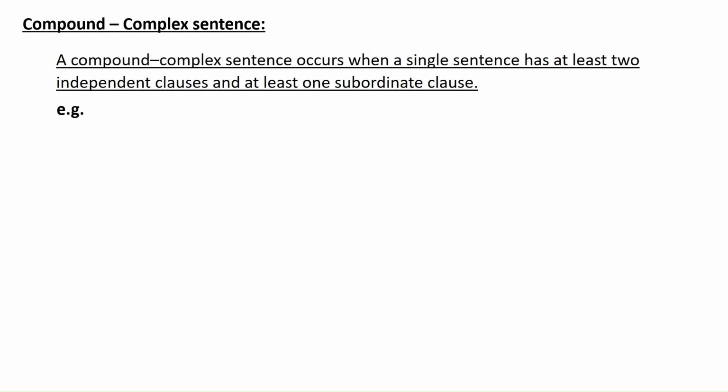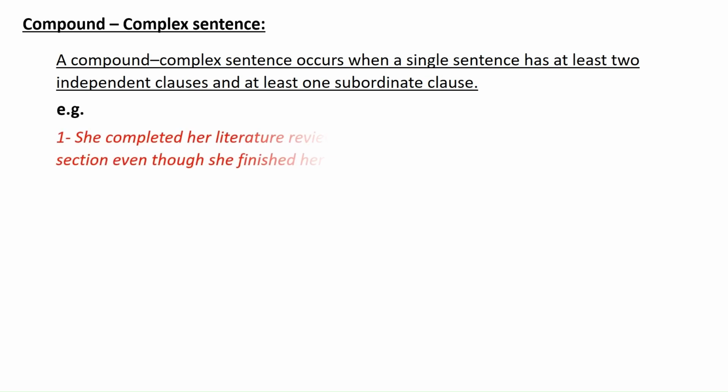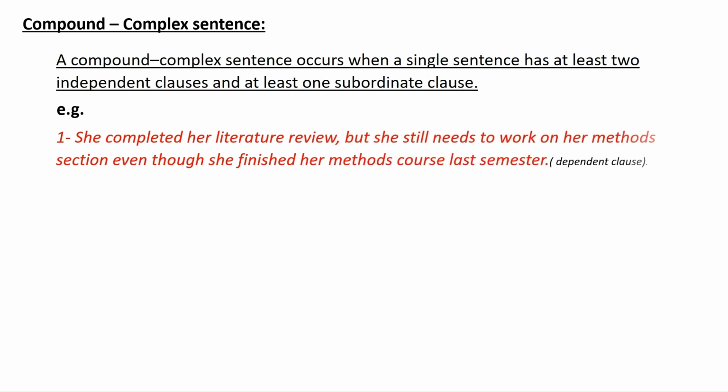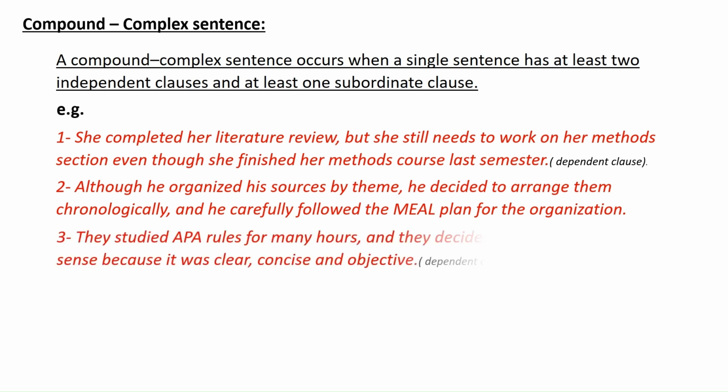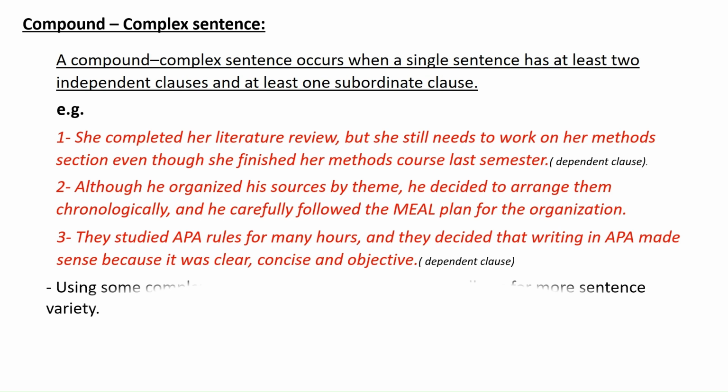Two, "Although he organized his sources by theme, he decided to arrange them chronologically and carefully followed the MEAL plan for the organization." This one starts with a dependent clause followed by a comma. Three, "They studied APA rules for many hours, and they decided that writing in APA made sense because it was clear, concise, and objective." This one ends with a dependent clause that begins with "because."